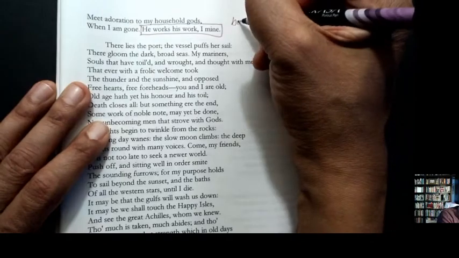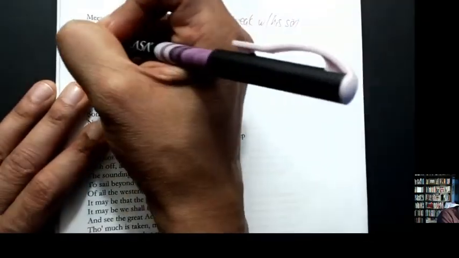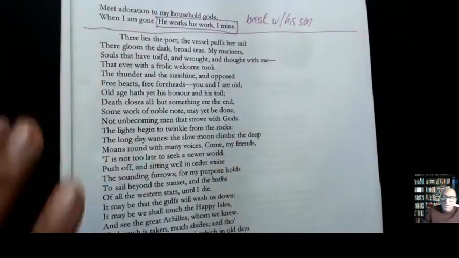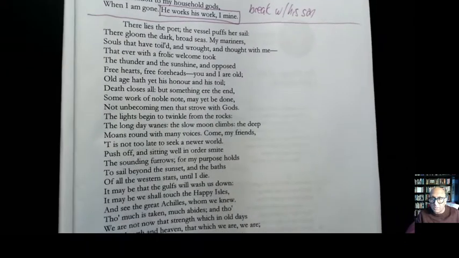There's a break with his son. Now the triumphant ending of this poem, where he justifies what he's going to do.